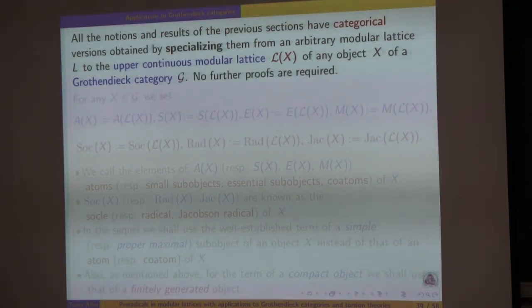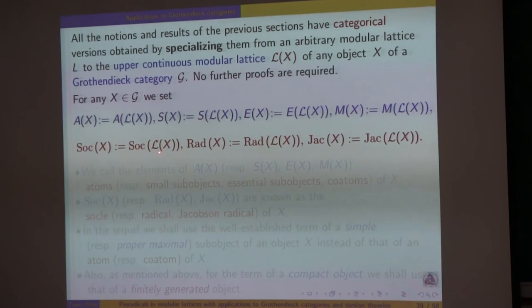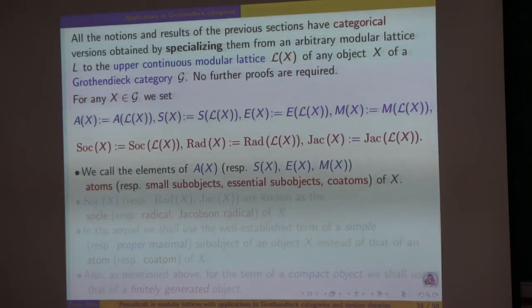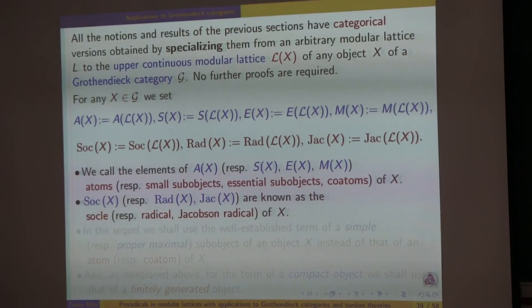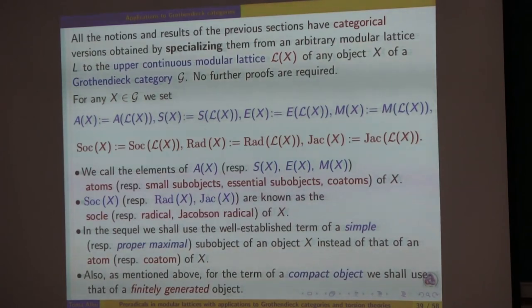We need no further proofs, because they are just applications. For instance, for an object X, we take A of X to be the atoms of this lattice, and so on: S of X, B of X, the socle of X, the radical, the Jacobson radical. We call these elements atoms, coatoms, essential subobjects, and so on. We shall use the established symbols, respecting proper maximal objects instead of atom and coatom. These are well established, I don't want to change them. And as mentioned above, for a compact object we use the term finitely generated object.